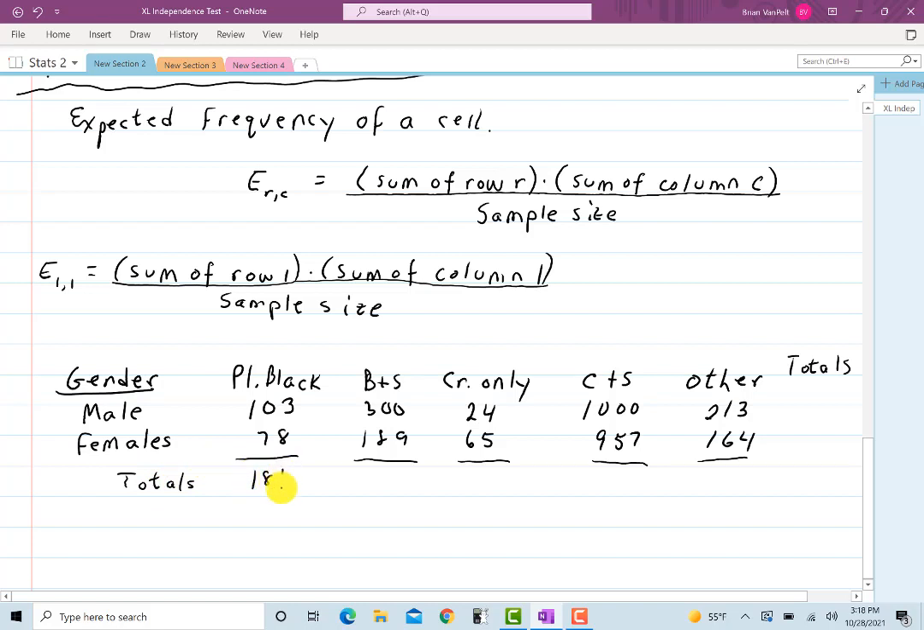Some of these are pretty easy, so I'll just go ahead and do them. 181, 489, 89, 1,957, and 377. Across the rows, I've got 1640 for my first row, and I've got 1453 for my second row. And if you recall, the sample size was 3,093. So if you check all of these, notice that 3093 is the sum of these two entries in its column, but it's also the sum of all 5 of these items going across its row. So it adds up the same for both.